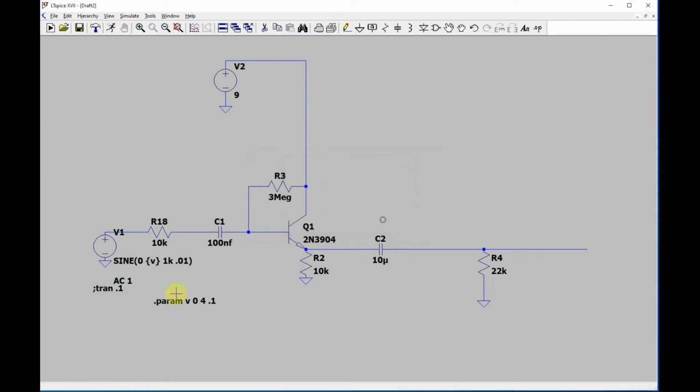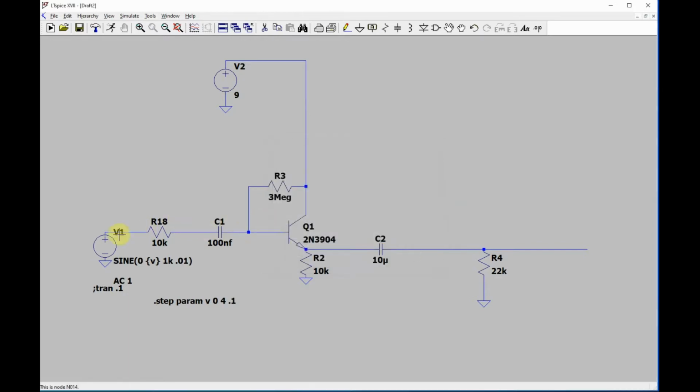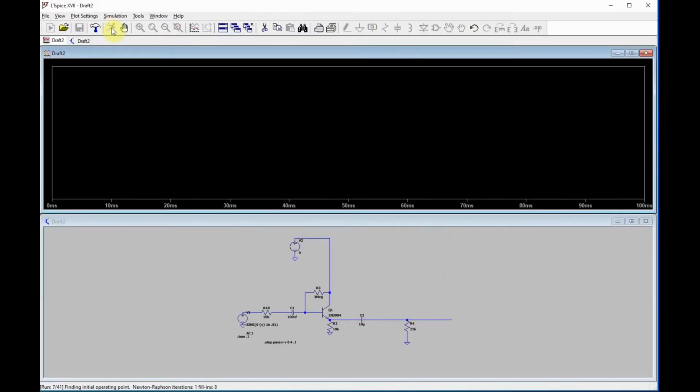Maybe that's wrong. Yeah, I think I wrote this wrong. I think it's supposed to be dot step param V. Let's see if that works. Okay, there it goes. It's going up, it's going pretty fast. We'll just wait on it.